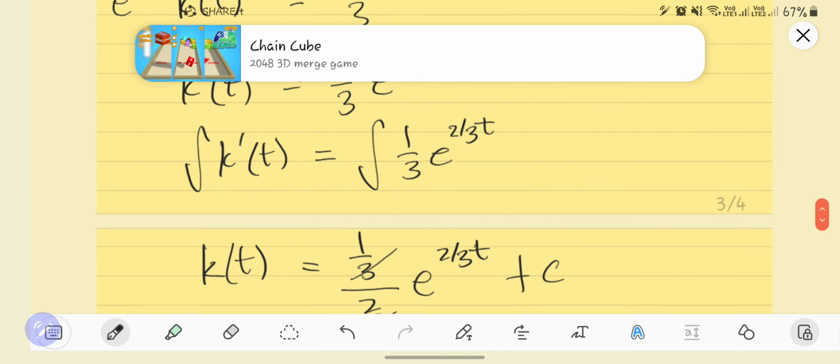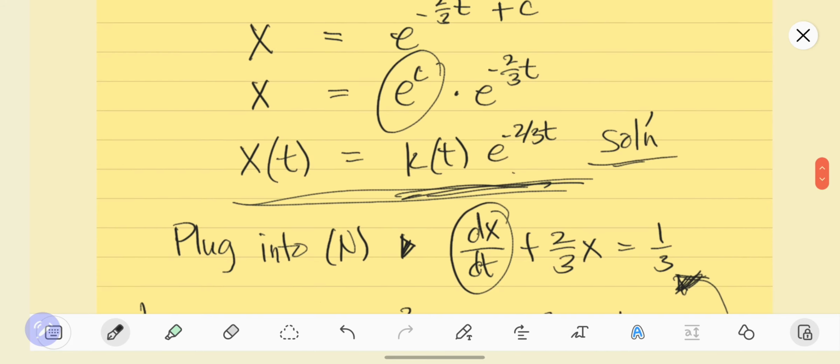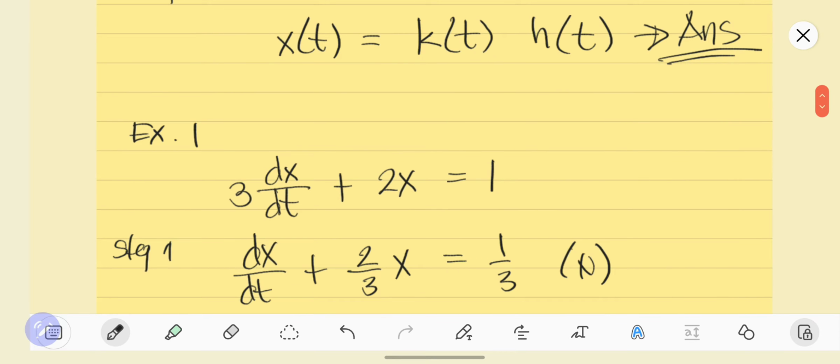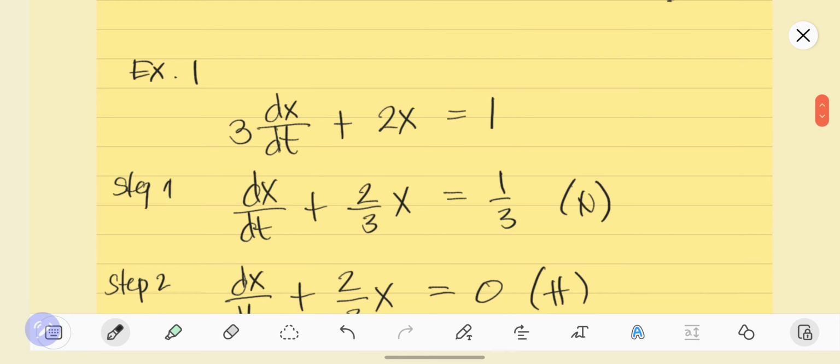So before that, we try to recap. First, we have this equation 3 dx over dt plus 2x is equal to 1, and then we divide that by 3. So the equation becomes dx over dt plus 2/3 x is equal to 1/3.